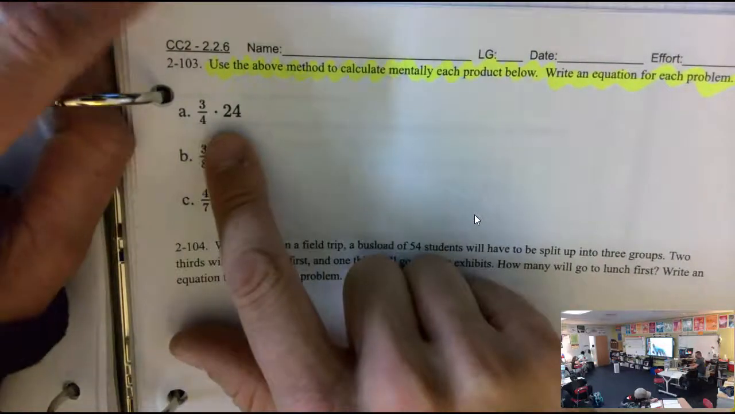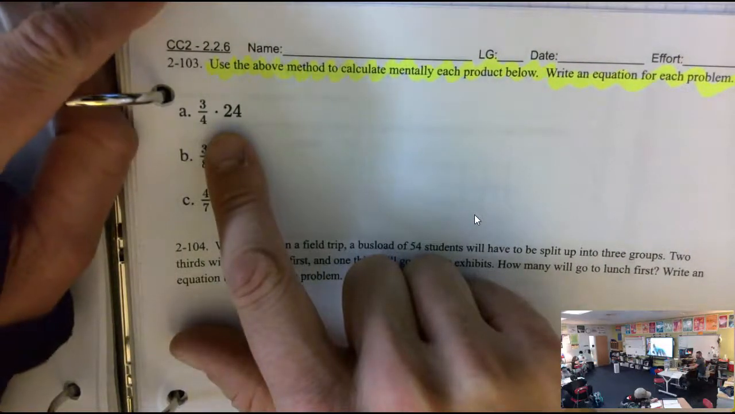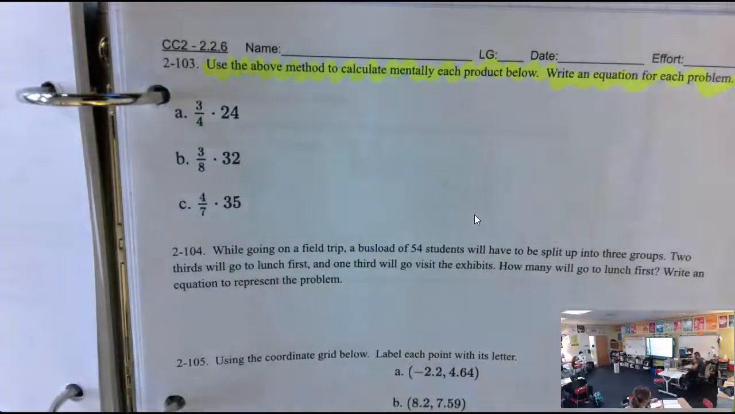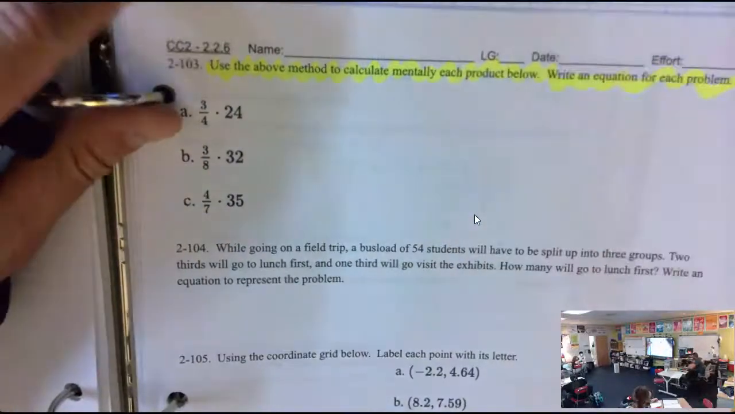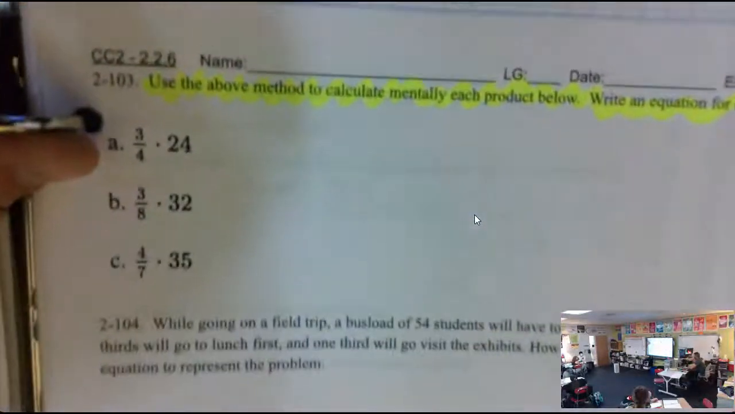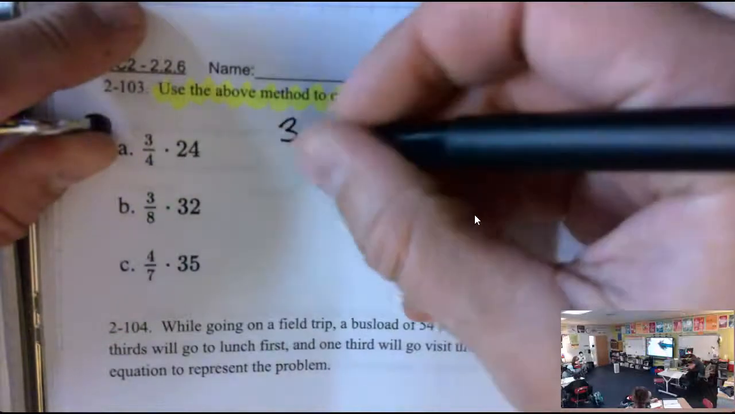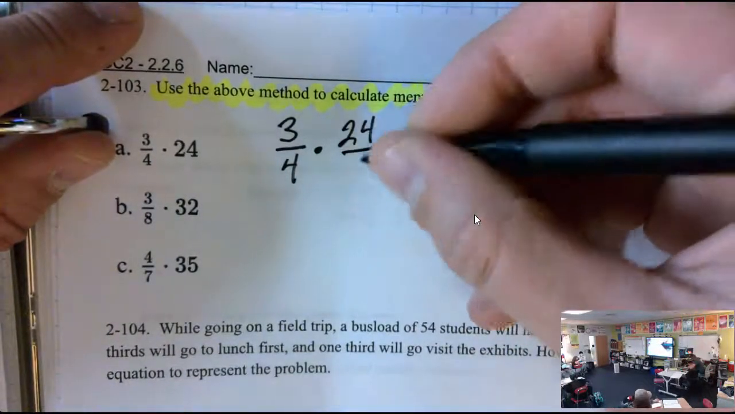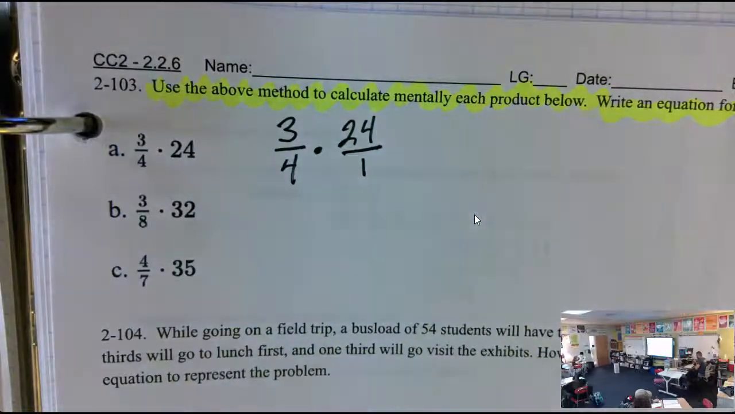I'm going to show A in the cross-reducing way and write it out like we did yesterday, and then I'll probably write it again. So here, if you want to just watch and then copy, I'm going to do 3/4 times 24 over 1. What we actually were doing on the front.